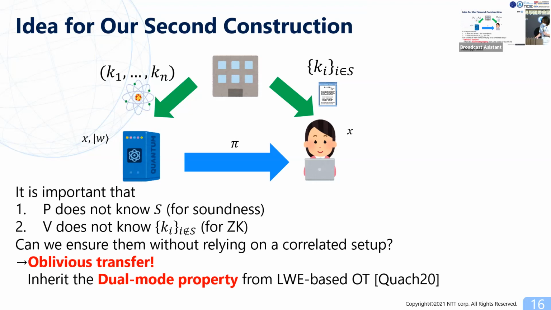But it is easy to see that this property is exactly what can be achieved by using oblivious transfer. So our idea is to simply replace the correlated key generation with oblivious transfer. Especially by using dual mode oblivious transfer based on LWE, we can get dual mode NIZK. And this is our second construction.